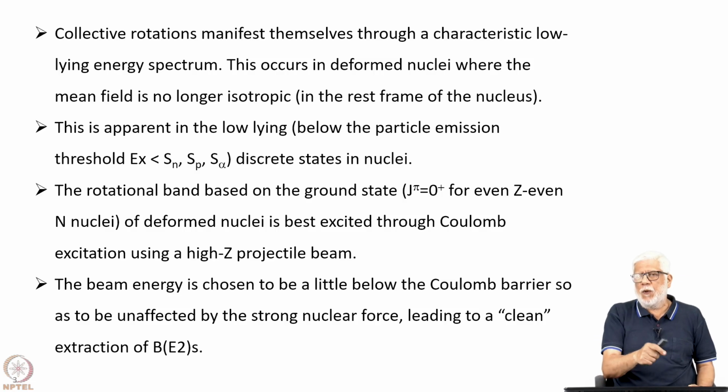Otherwise, you have a combination of Coulomb force and the strong nuclear force, and there are complications because the strong force then has to be modeled, and so what you extract is a model-dependent number from the experiment. Whereas if you stay below the Coulomb barrier, it's semi-classically just the Coulomb interaction, with maybe a very small tail of the nuclear force, which you can make negligible if you go to about 90% of the Coulomb barrier. And this leads to a clean extraction of the E2 transition probabilities. A measure of that is the so-called reduced transition probability, BE2.